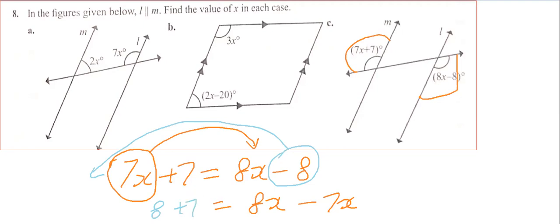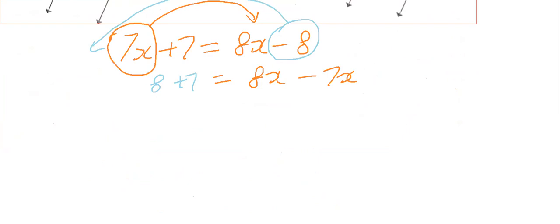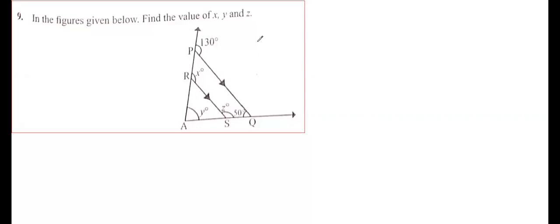Okay, so in the next line, what will I do? What is 8x minus 7x? It is only x, yes, it is 1x. And 8 plus 7 is 15. So I got the value of x as 15. Got it?